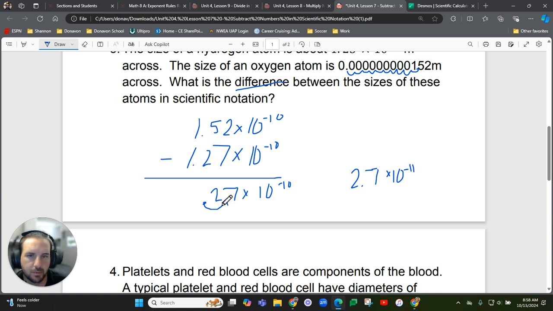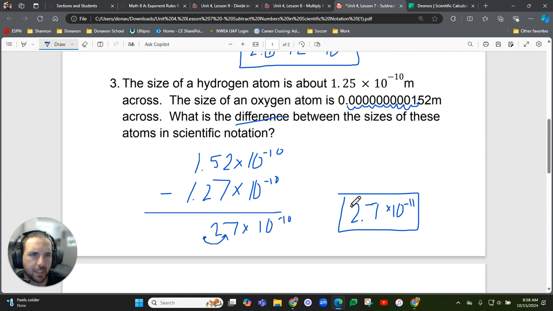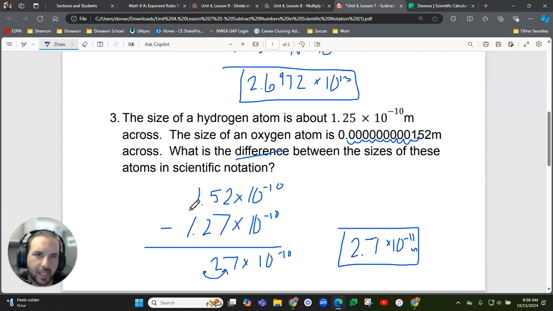So again, I move the decimal place over 1 to the right, so I'm adding a power of 10 here, so I have to subtract a power of 10 here. So that's where we get that number. And that is meters, so 2.7 times 10 to the negative 11th meters. Not sure why we would measure atoms in meters, maybe millimeters, or nanometers, or whatever is smaller than nano, because atoms are obviously very, very small.